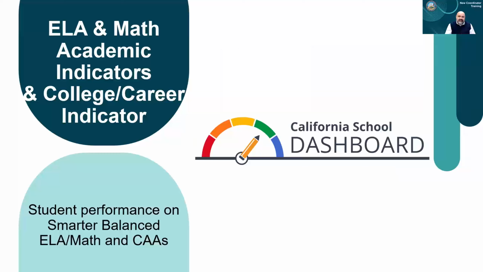On the California School Dashboard, districts and schools that serve students in grades 3 through 8 and/or grade 11 receive two academic indicators, one for English Language Arts and one for mathematics. Student performance on the SBA summative assessments and the California alternate assessments are used to determine the results of these indicators. Each academic indicator is calculated using two components, distance from standard, or once again, DFS, and participation rate as well. Additionally, the College and Career Indicator, or CCI, incorporates 11th grade ELA and math scores as part of its measure of students' readiness for post-secondary success.